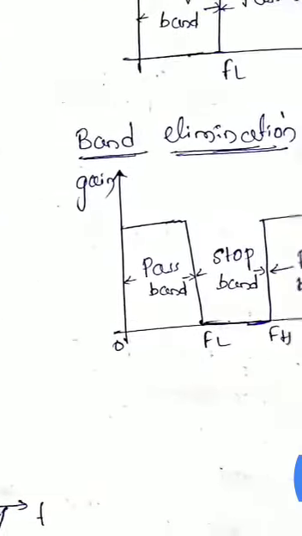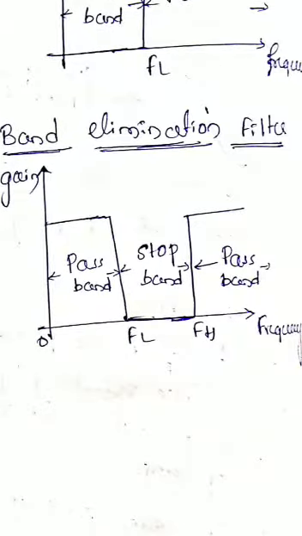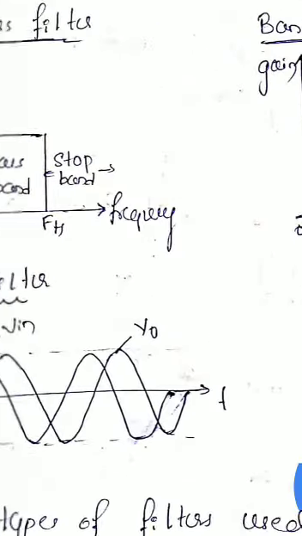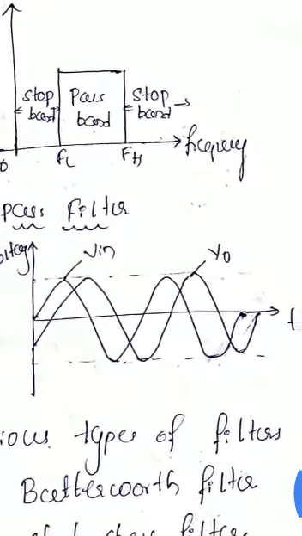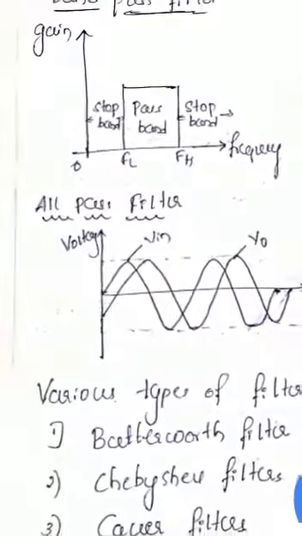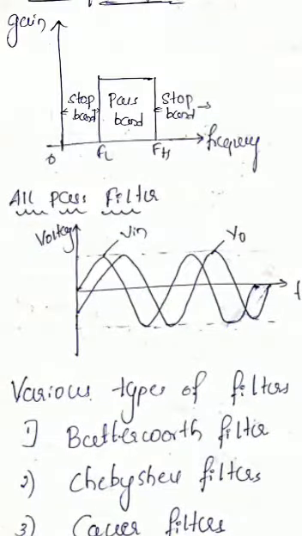Next is the band reject or band elimination filter. Here is the gain versus frequency. Between FL and FH, a certain band of frequencies is stopped or eliminated and the rest of the frequency signals are passed. The all pass filter passes all the frequency signals from input to output. The thing is, it will introduce a phase shift between each of the signals to identify which signal has which frequency.